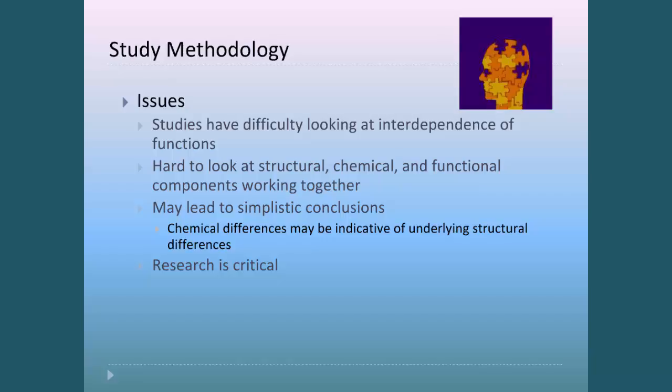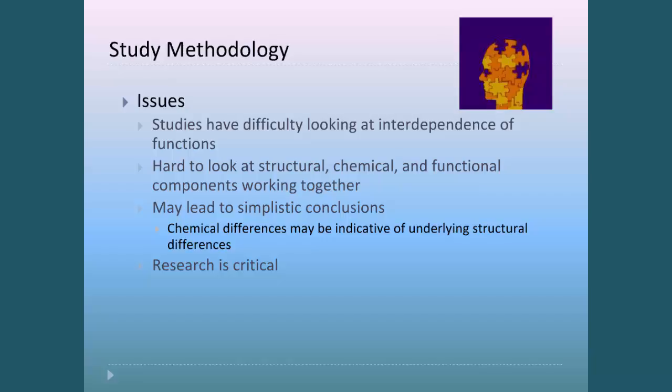So what are the issues depending on the methodology? One of the things that is really a problem is that with our current methodology, it's very difficult to look at the interdependence of functions. So you may just look at one section of the brain, how it lights up, or another section, and it's hard to look at how all of them work together.